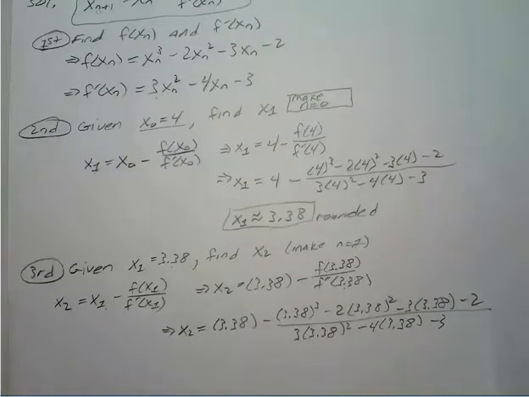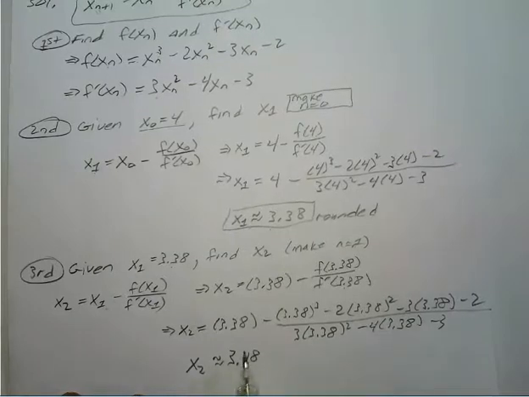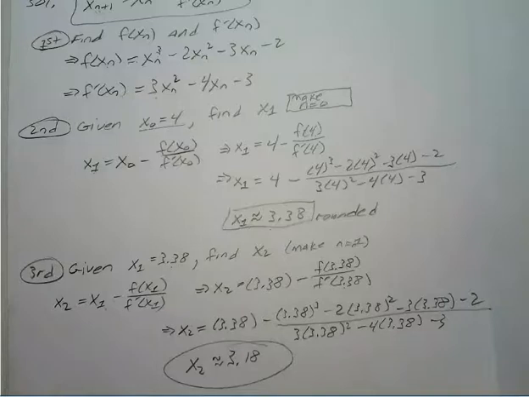Once you plug all of that into your calculator, or if you're really fancy, you can solve all that by hand, but you'll be a minute. Once you plug all that into your calculator, your x sub 2 is rounded to 3.18. So this is your second iteration. Now if you want to get closer and closer to your actual 0, you just keep going using the same process to find x3, x4, x5, and you'll get closer and closer to the 0 of your f of x.